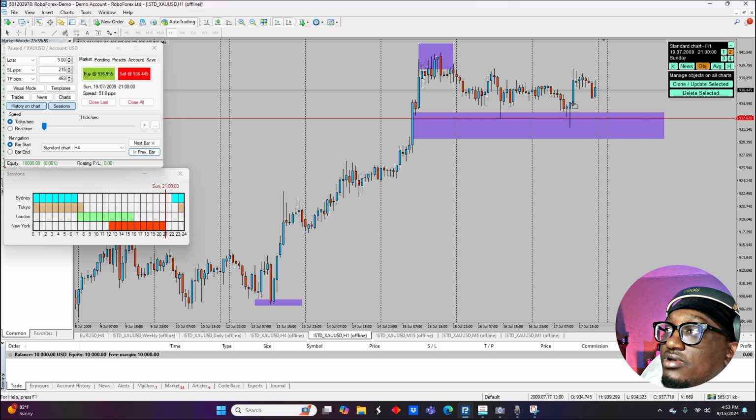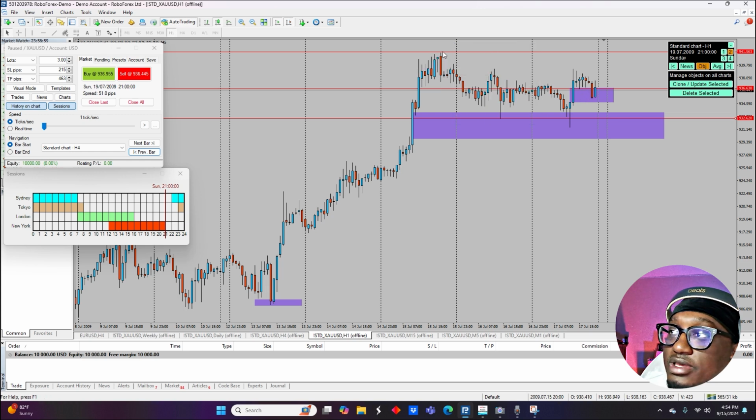Formed the fair value gap right here. And then took out liquidity again right here, and then dug deep into the fair value gap, which indicates it wants to take out this high. So we put it up here. All right, we could get rid of this. Dug deep into the fair value gap, and it indicates that it wants to go up here.